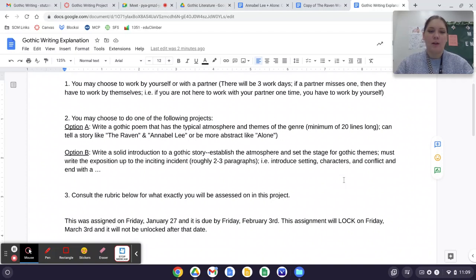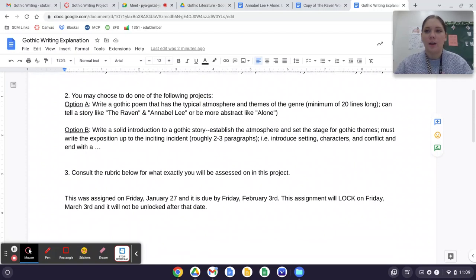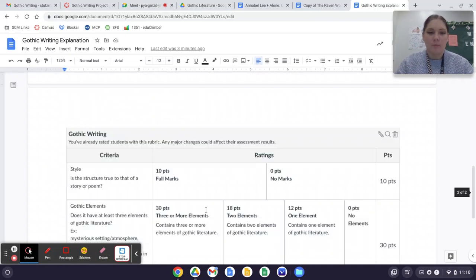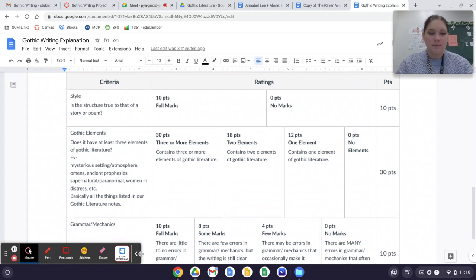So you could choose one of the following projects. You could either write a Gothic poem or write an introduction to a Gothic story. You don't have to write a whole story, like beginning, middle, end, just the introduction. It would introduce the setting, characters, conflict, and end with a twist. And then consult the rubric below. So the rubric's on Canvas.